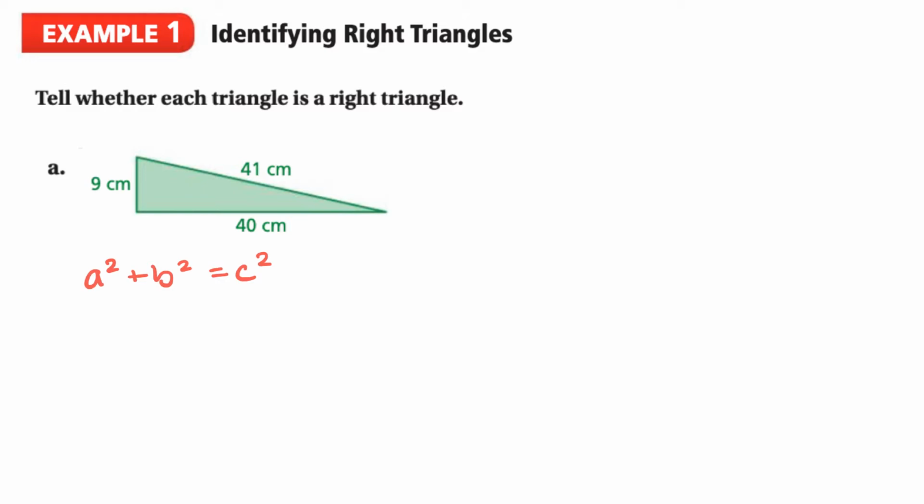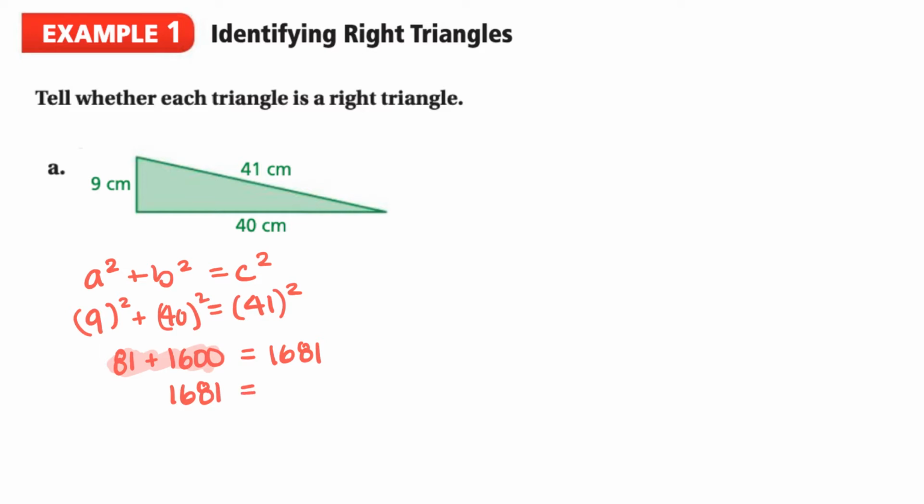So in our case then, the 41 has to be the c. And then a and b doesn't matter, so we can do 9 squared plus 40 squared. Now 9 squared is 81, 40 squared is 1600, and 41 squared is 1681. So now we have to sum 81 plus 1600, and it does give us 1681, and we get 1681 is equal to 1681. Both sides of the equation are true. We are happy. This tells us that this actually is a right-angled triangle, so we could now put in the little box to indicate that.